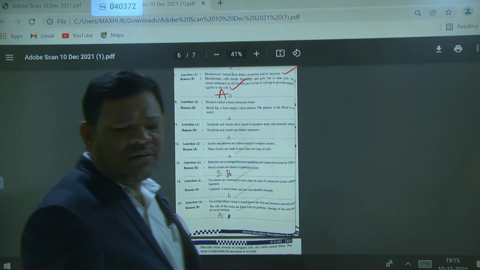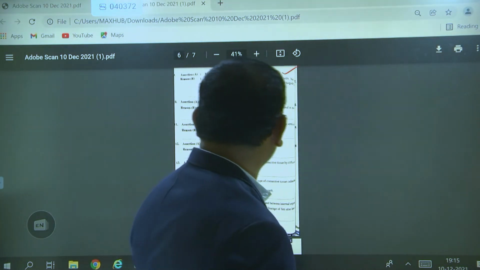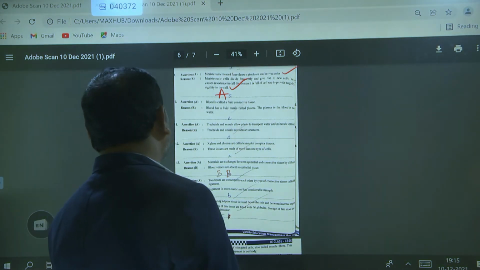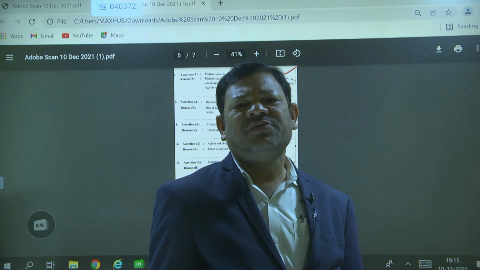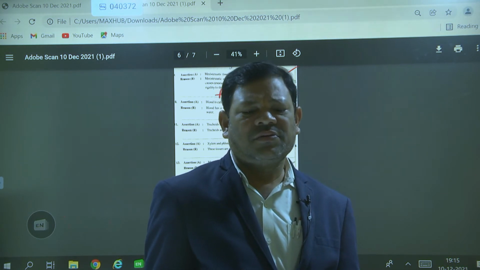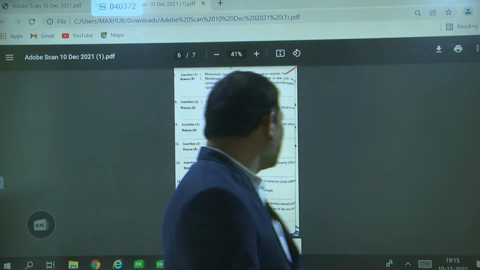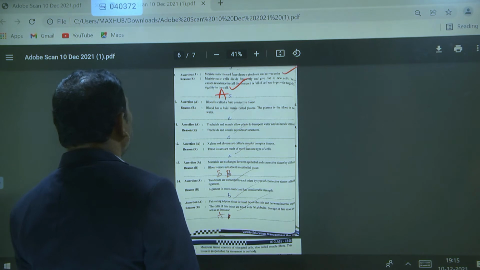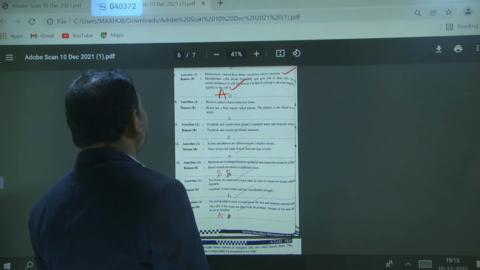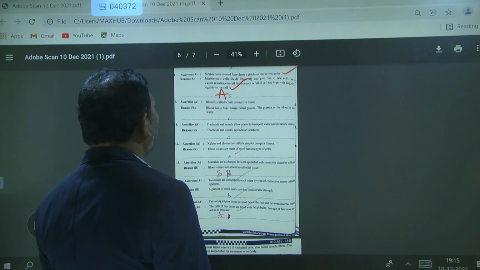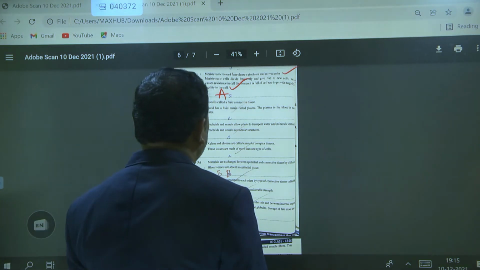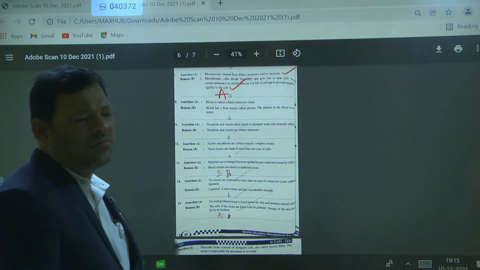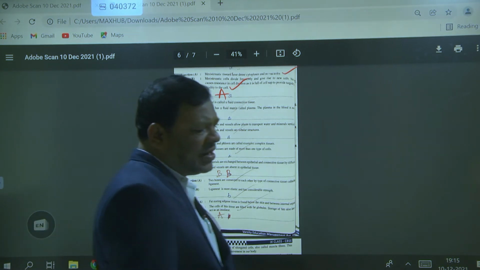Next question. Blood is called fluid connective tissue. Why is it called fluid connective tissue? True. Next question. Blood has a fluid matrix called plasma. The major component of plasma is water. True. So is the explanation correct or wrong?